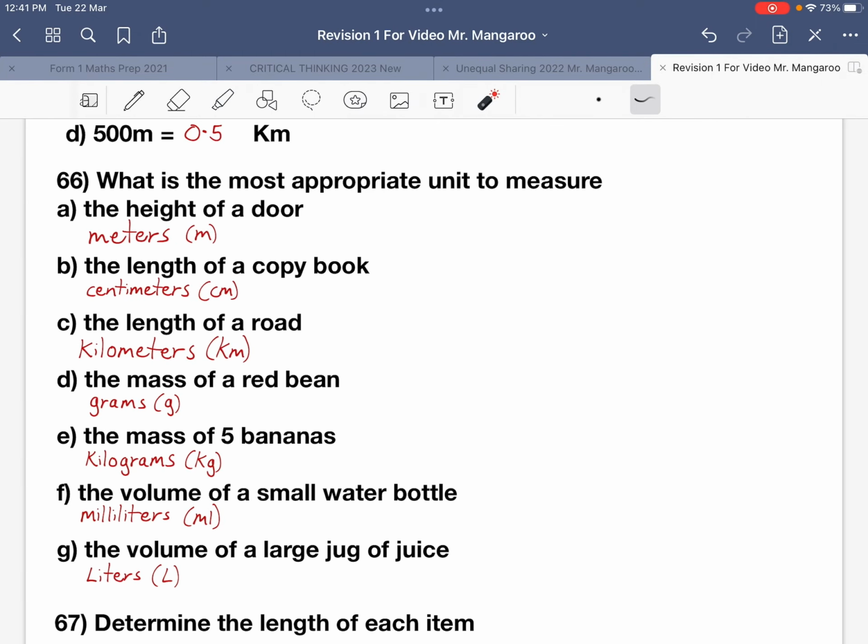We measure a door in meters, a copybook in centimeters, road in kilometers, the mass of a red bean in grams, 5 bananas in kilograms, a small bottle of water in milliliters, and a large jug of juice in liters.